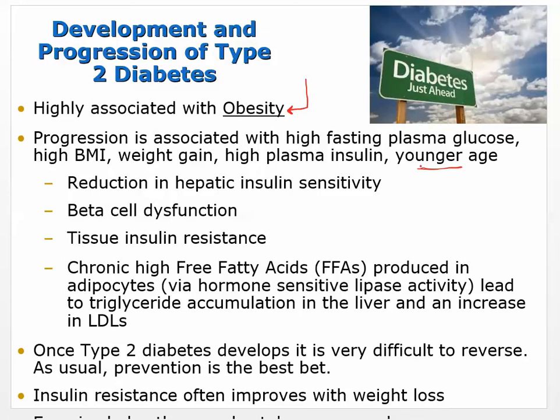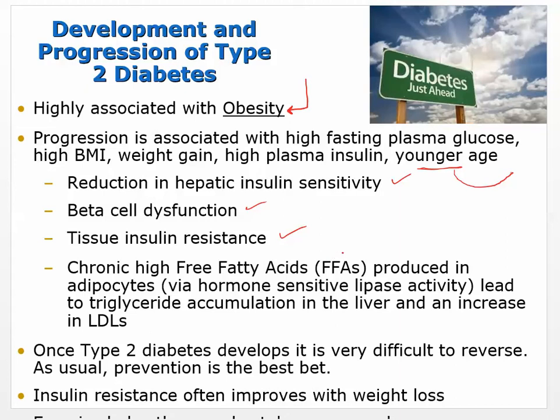What that means is that if you get type 2 diabetes at a younger age, you're going to see an increased progression. So all of these things are going to lead to a quicker progression. So let's see, reduction in hepatic insulin sensitivity is involved. We've already kind of mentioned that. The liver's not responding. Beta cells aren't working the way they're supposed to. Other tissues that have insulin receptors aren't working as well.